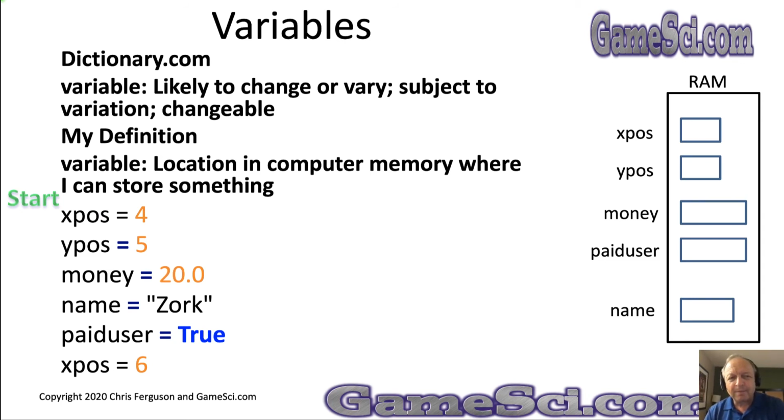Let's talk about Python variables. According to dictionary.com, a variable is likely to change or vary, subject to variation, or changeable. My definition is I've always thought of a variable as a location in computer memory where I can store something, a cubbyhole, a little spot where I can store a value for later use.